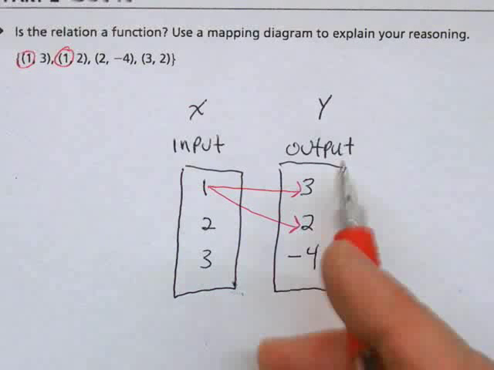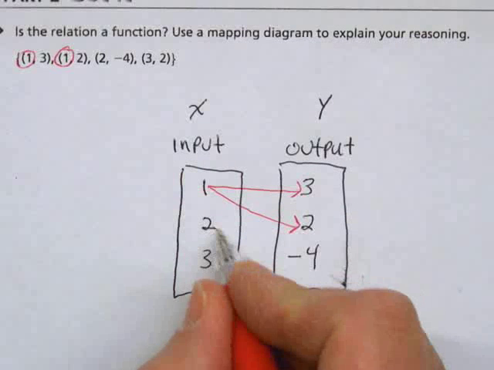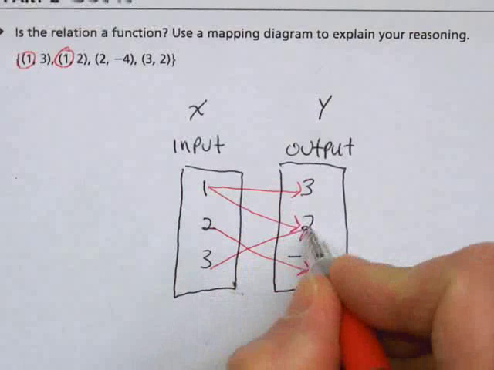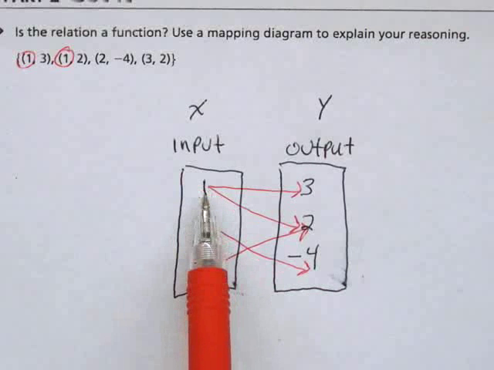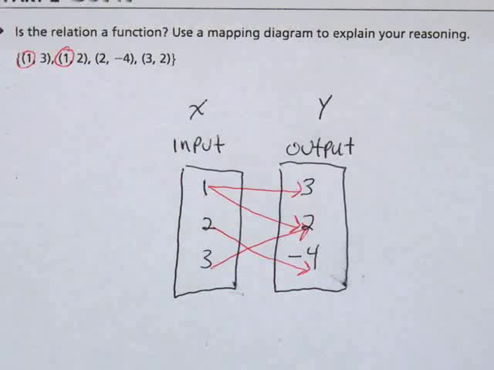I can have the output value repeat. That's not a problem, but I can't have the input value repeat. So, for instance, I know that 2 goes to -4. That's fine. And 3 goes to 2. All right. The reason this is not a function is because this x value repeats. It has more than one output. If I look at a set of ordered pairs and the x value repeats, I do not have a function.